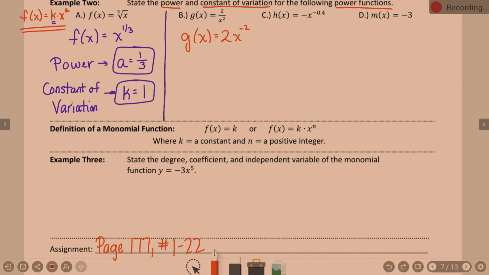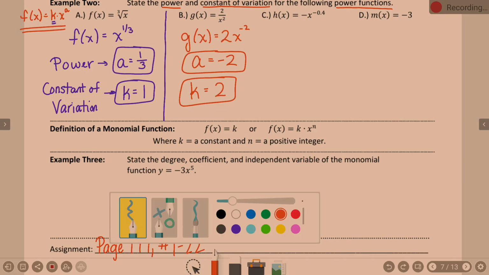So now, what did you think the power is? -2. I can get behind that. What is my constant of variation? 2. Okay?